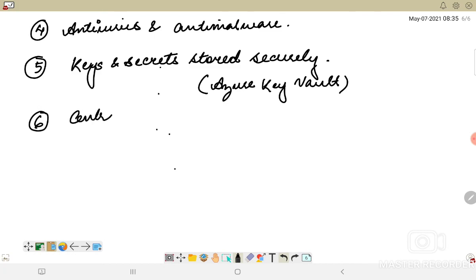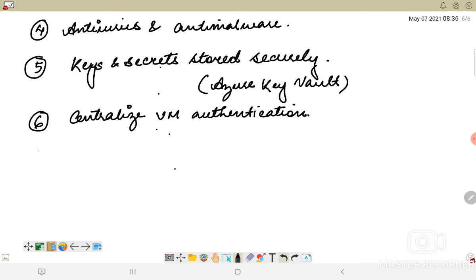The next one is centralization of VM authentication. Authentication is very important in order to prevent any unauthorized access, and we can centralize the authentication of our Windows or Linux VMs by making use of Azure Active Directory authentication in case of Azure security solutions.